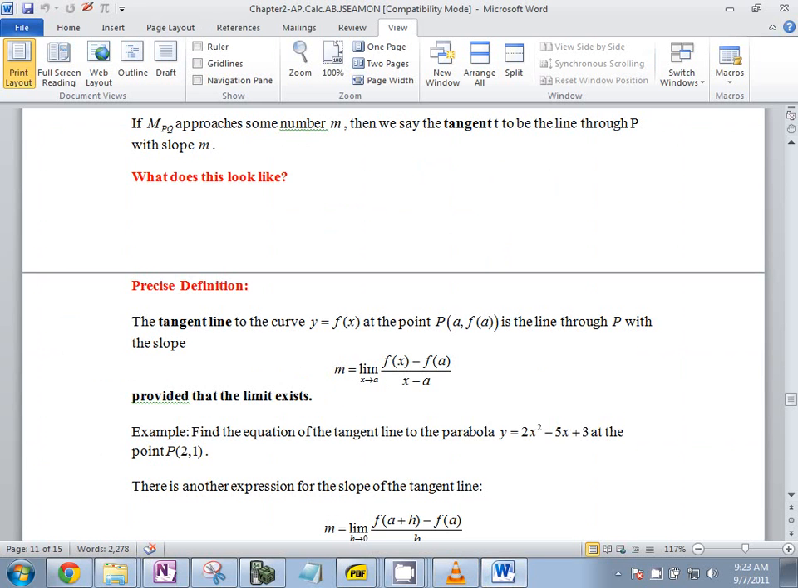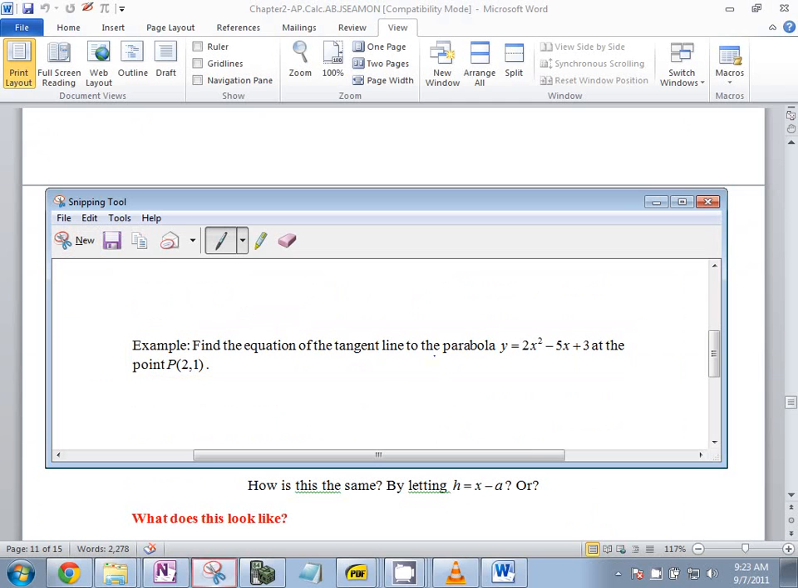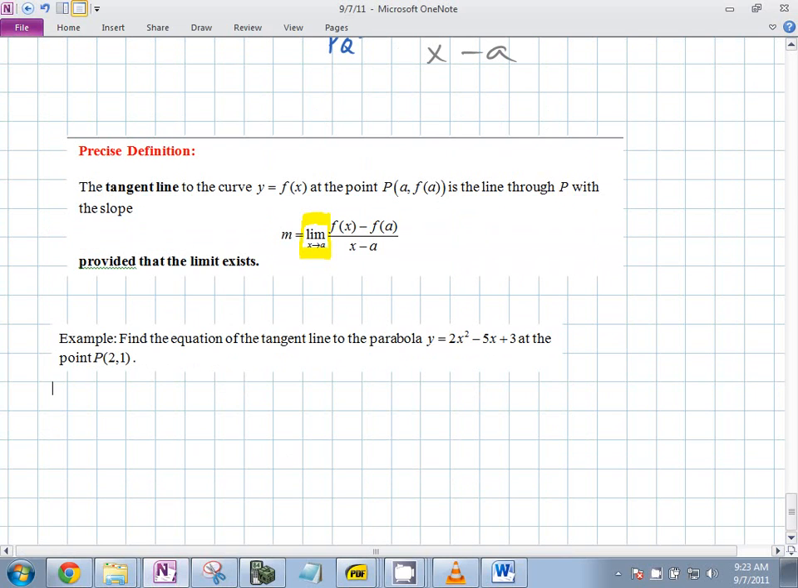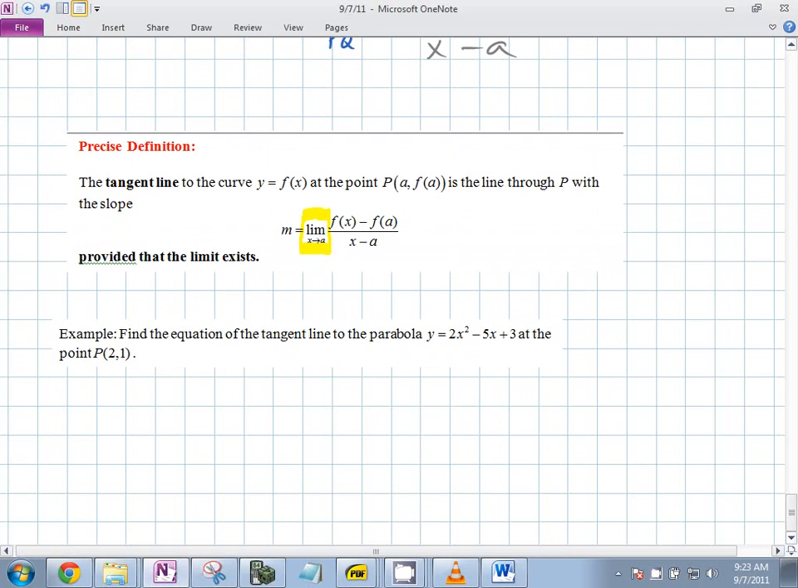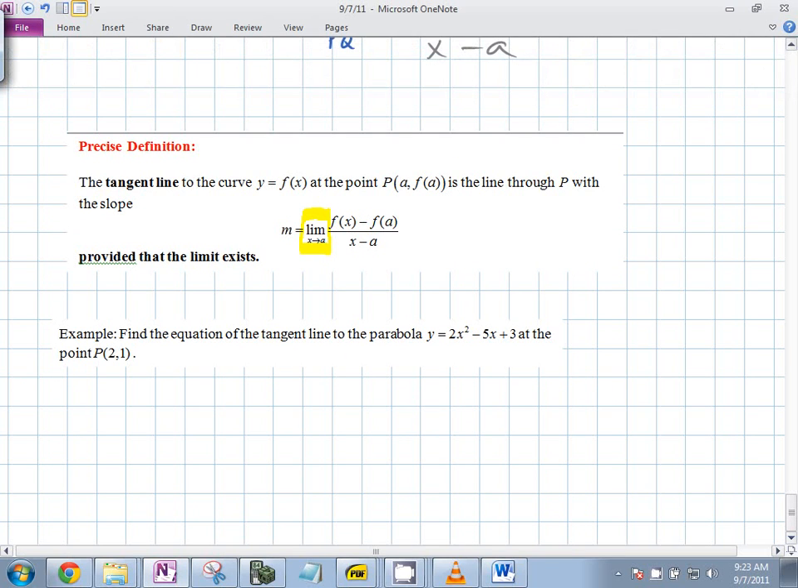So let's try an example. Let's apply this directly to a parabola. So we have that parabola right there, and we want to find the slope of the tangent line at the point (2, 1). Assume I'm not lying to you. Is (2, 1) on there? If you plug in 2, do you get out 1? Yeah, you do. Okay, so we're going to evaluate this limit. The limit as x goes to what x value? What's the x value that we're approaching?